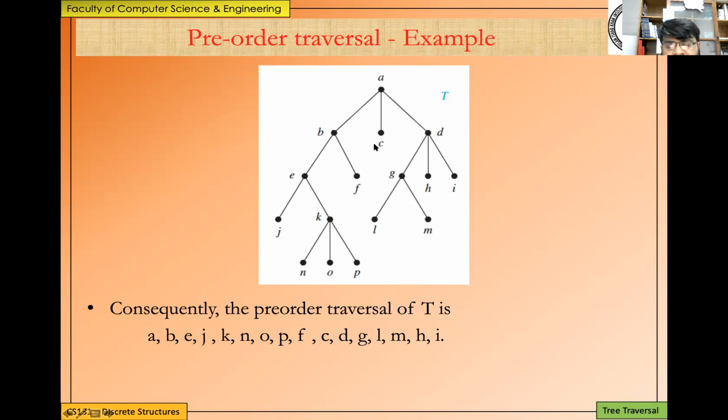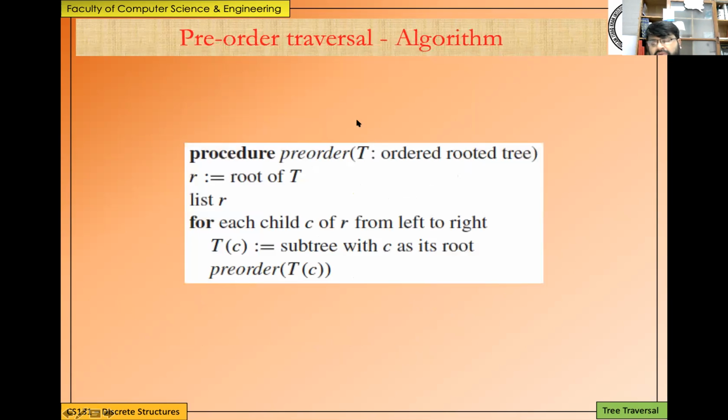N, O, P, F, C, D, G, L, M, H, and I. Okay, so here is the algorithm. Like I said, this is basically a recursive algorithm. Hence, a recursive function always makes a call back to itself, and that is what is done here. However, notice that for each child C, we first use R as the root. We first say that R is the root of the tree, and we list R first.